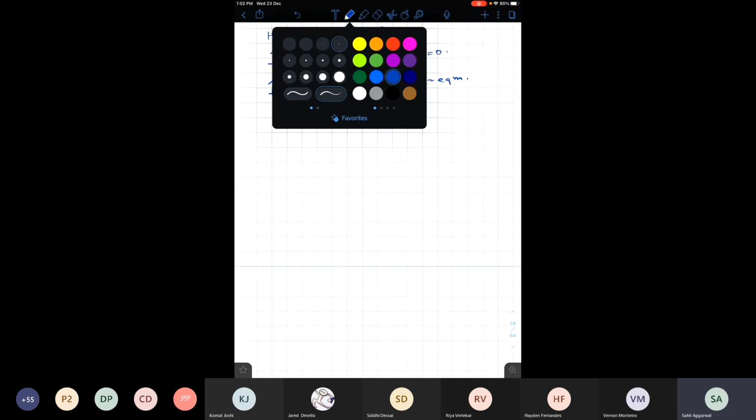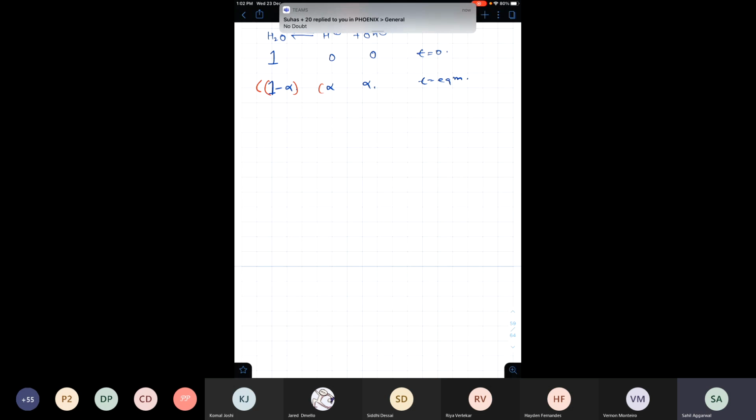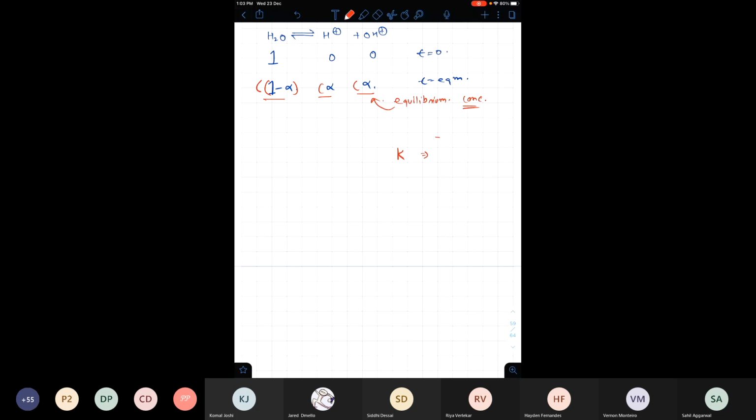Now this is the percentage. We want to know the actual concentration, so we multiply with the concentration of water, or the concentration of whichever electrolyte we have taken. This is the equilibrium concentration. Now we will find the equilibrium constant. This is the equilibrium constant.